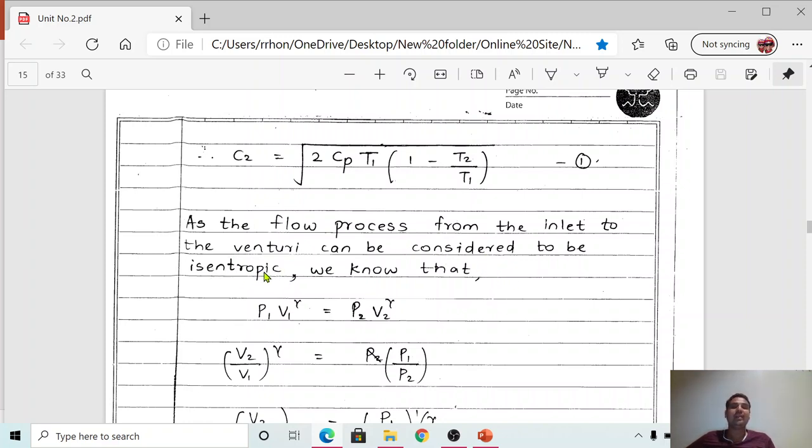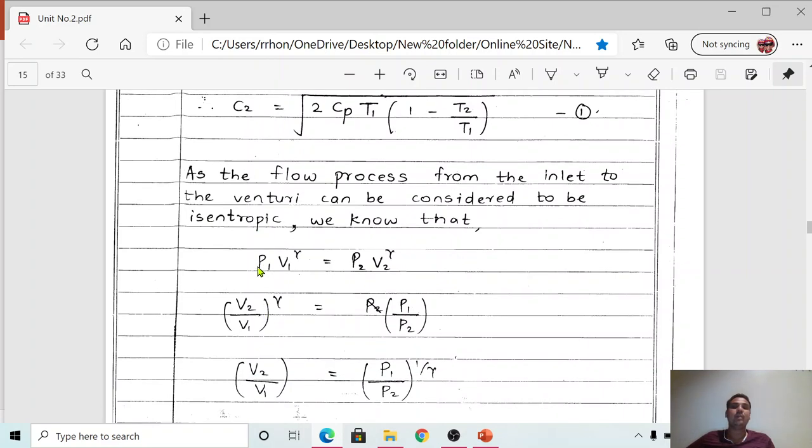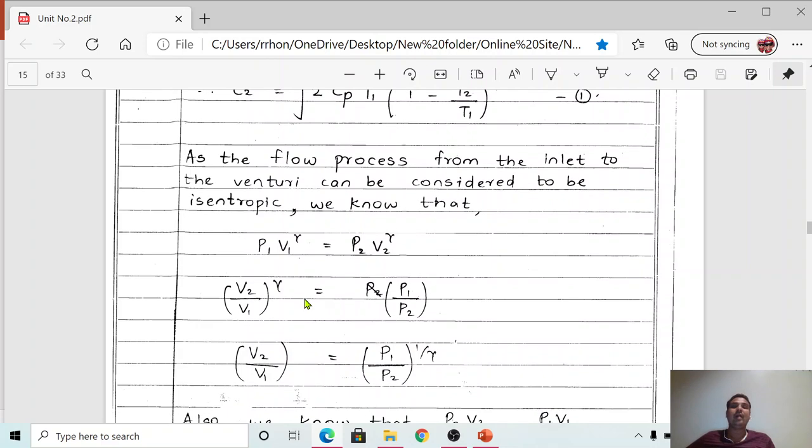During the isentropic process, according to the thermodynamics law, we have to consider P1 V1 raised to gamma for section 1-1, and P2 V2 raised to gamma for section 2-2. Now we combine the V2 by V1 terms, because both gammas are the same, so we can write V2 by V1 raised to gamma, the power is the same, and it is equal to P1 by P2 after simplifying: V2 by V1 raised to gamma is equal to P1 by P2.